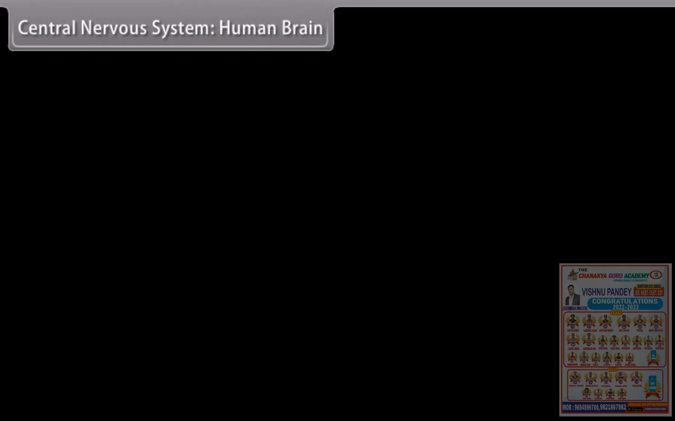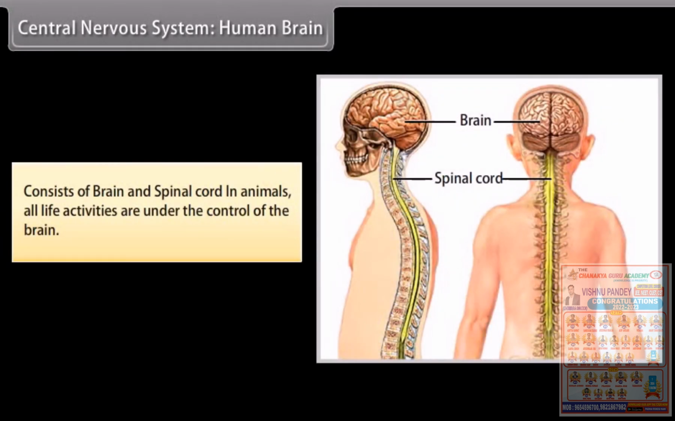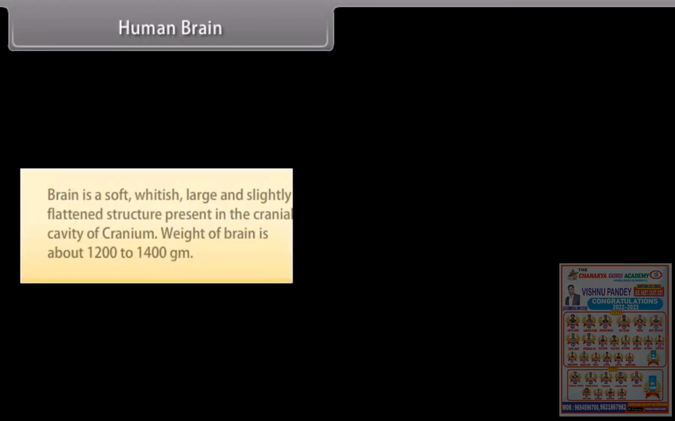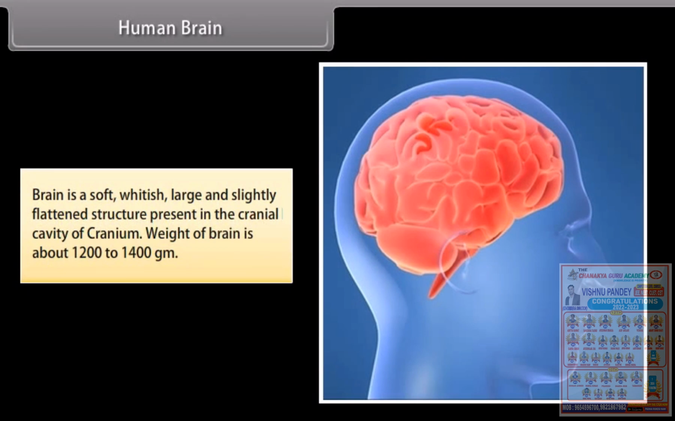Central nervous system. Human brain. The central nervous system consists of brain and spinal cord in animals. All life activities are under control of the brain. Brain is a soft, whitish, large and slightly flattened structure present in the cranial cavity of cranium. Weight of brain is about 1200 to 1400 grams.